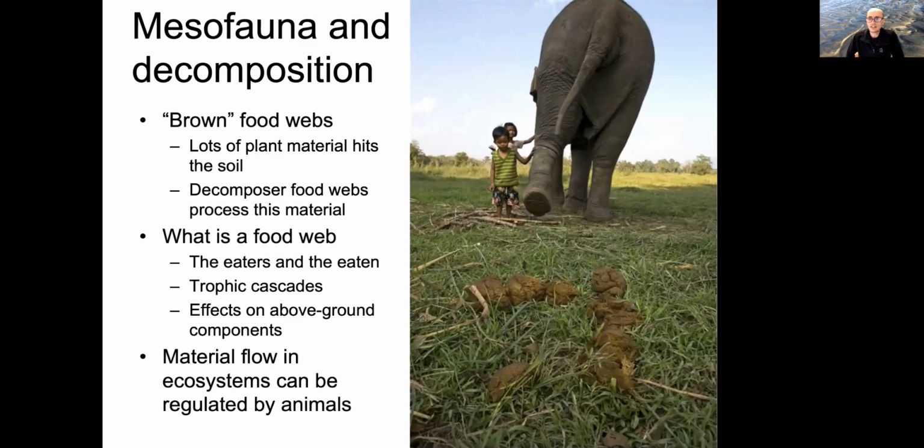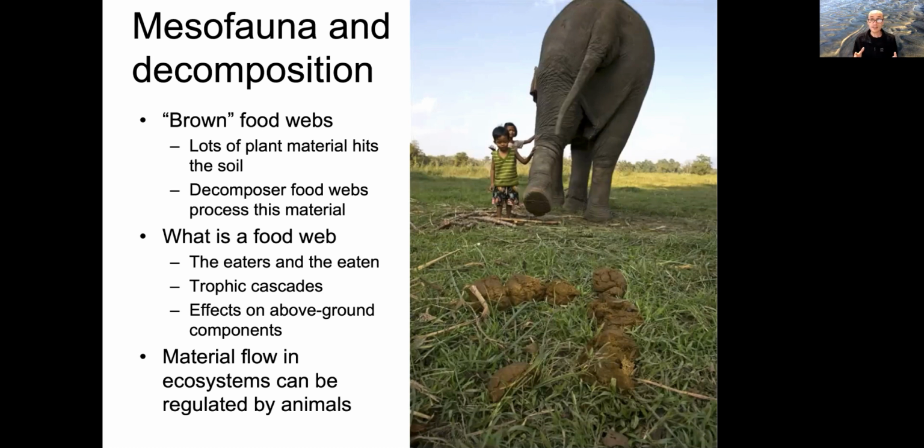Today, I'm going to talk about mesofauna and decomposition. And you're probably asking yourself, what in the world is he talking about? And why is he showing me a picture of elephant dung on the very first slide? Well, hopefully by the end of today, you'll understand what this is all about. Otherwise, I will not have done my job correctly.